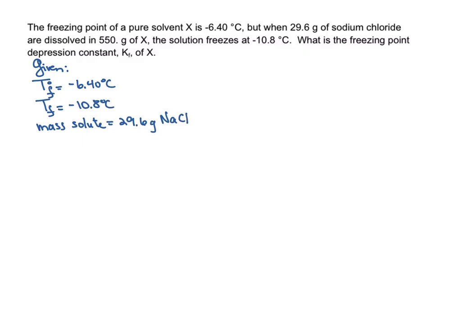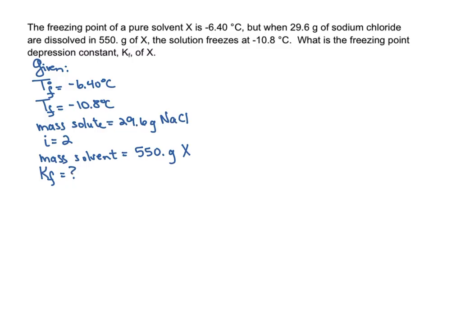And I want to examine my solute. My solute is an electrolyte, so that means that I have to examine the number of particles. Sodium chloride is made up of 1 unit of Na+ and 1 unit of Cl-. So that means the i is equal to 2. They also give us the mass of our solvent, which equals 550 grams of X, and they're asking us to solve for Kf.